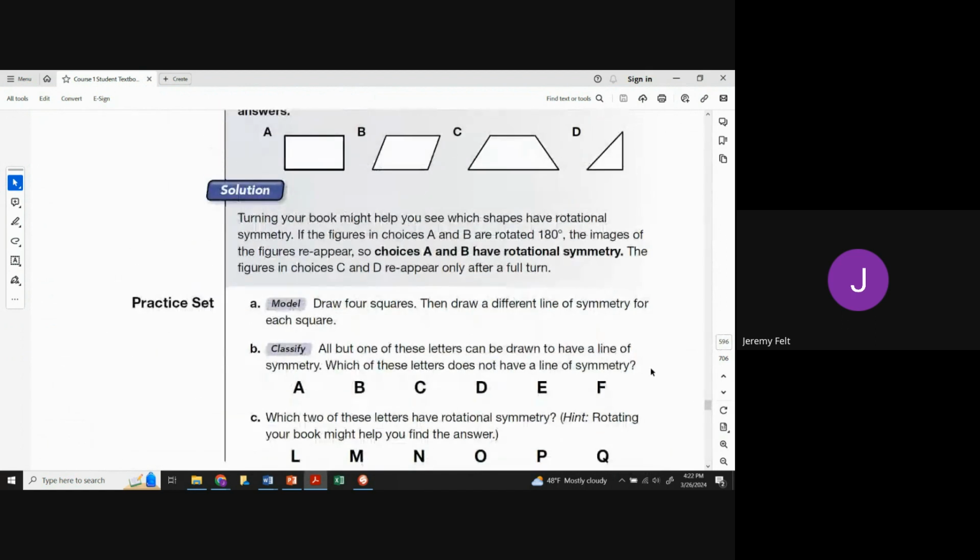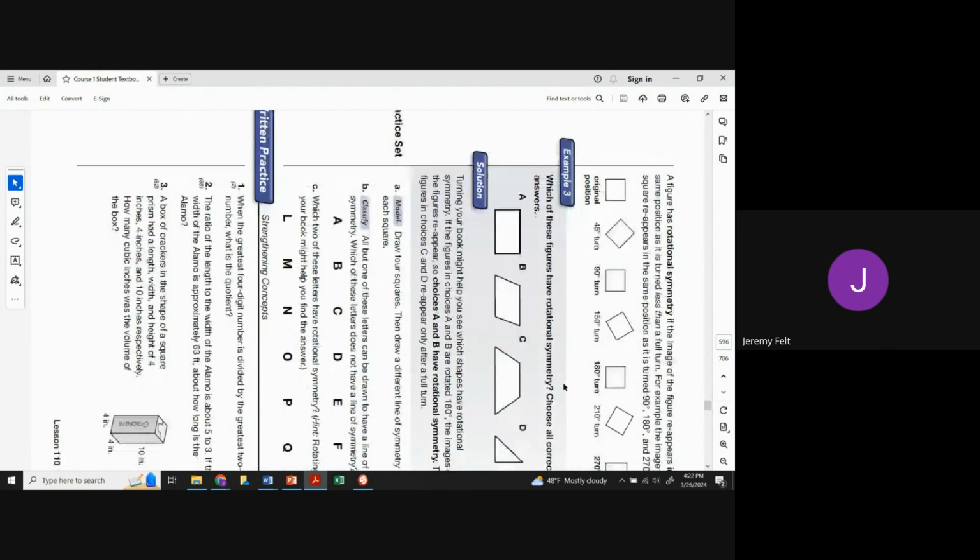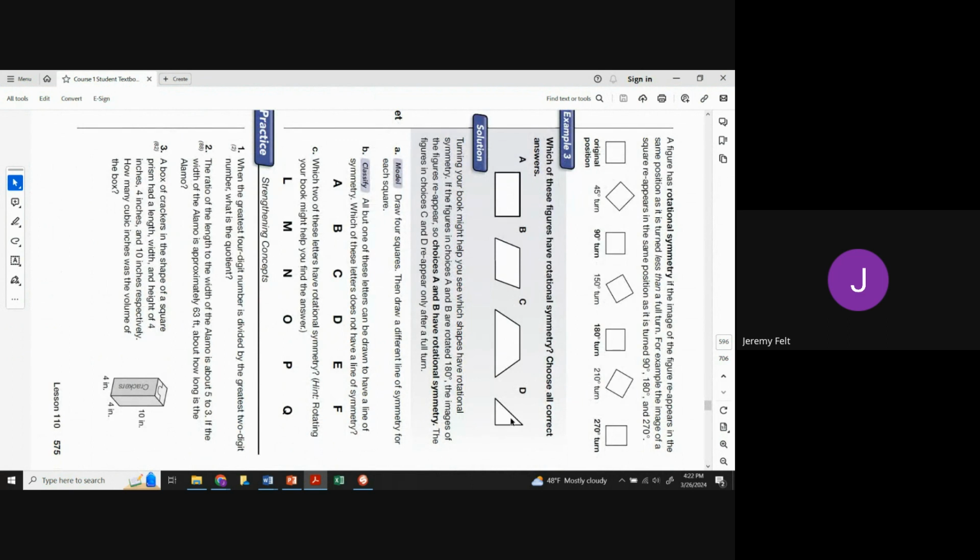Okay, so this is a little strategy that you can use in your book, or if you get a test and it's giving you a symbol or a shape or something, and it asks, does it have rotational symmetry? You can physically take it and actually rotate it 90, 180, and 270. So again, it's got to look like it appears in its original position. So let's take a look. So kind of imagine these right here. Okay, doesn't look like any of them are back in their original position.